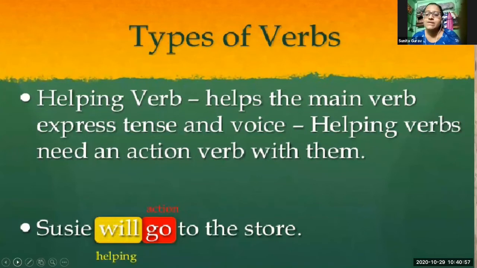Here there is one sentence: Susie will go to the store. Now, will is a helping verb and go is the main action of that sentence. So as I told you earlier, helping verb does not work independently. It always needs an action verb with it. Without action verb, helping verb is of no use.